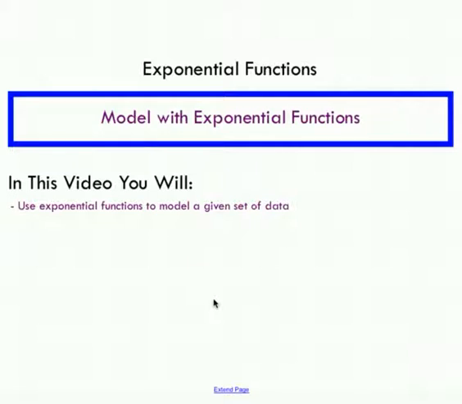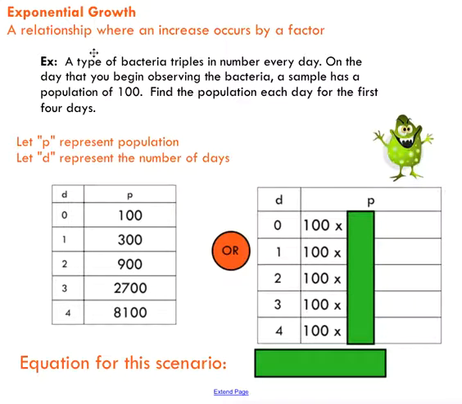All right. So exponential growth, as we talked about a little bit, is a relationship where there's an increase by a factor. In this example, we've got a type of bacteria that triples in number every day. So we're increasing by a factor of 3 every day.